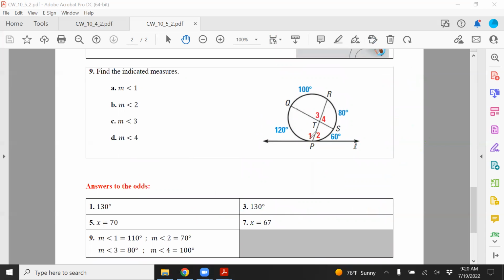Well, angle 1's intercepting 220, so it has to be 110, because it's intercepting an arc that's 220. Angle 2 is intercepting an arc that's 140. So it's got to be 70.